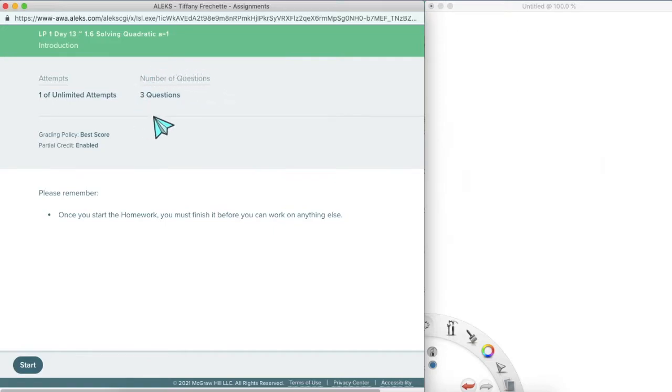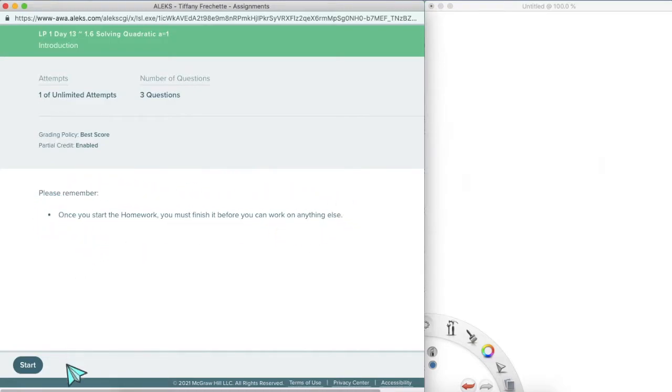This homework assignment has 3 questions. It will have anywhere from 1 to 10 questions on your homework assignment. So it just kind of depends on the one you're working on. Grading policy, best score means that whichever attempt is the best one is the one you get to keep. And partial credit means that if you answer one of these 3 questions, then you get credit for the one question. This is a reminder that once you start your homework, you need to finish it.